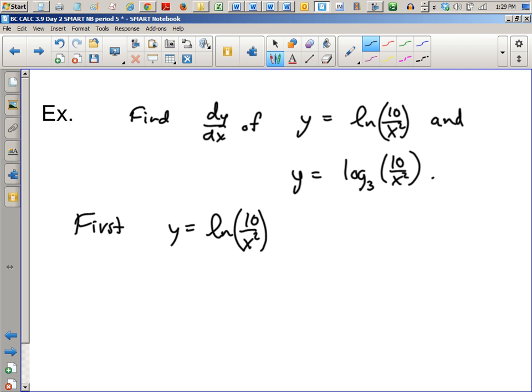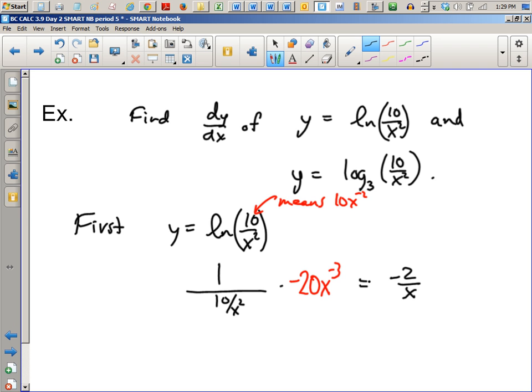Okay, so what you're supposed to do is understand that this is first and foremost a logarithm. So you're just going to do 1 over what's inside, and then you're going to do the derivative of what's inside. Well, this means 10x to the minus 2, right? So that's going to give us negative 20x to the minus 3 for a derivative. And if you're careful and you combine this properly, it just comes out to negative 2 over x.